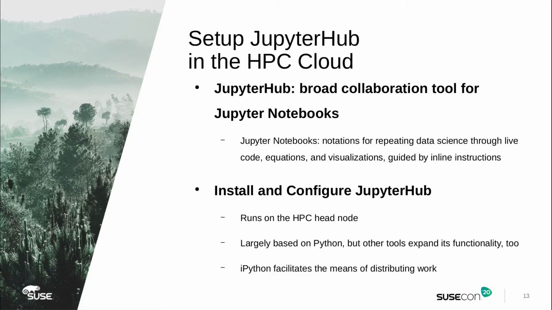So in this section of the demo, we're going to install and configure Jupyter Hub. The Jupyter Hub software is going to run on the HPC head node in our cluster. Jupyter Hub is based almost entirely on Python, but there are other pluggable modular aspects of it that could exploit capabilities from other languages as well. And one of the key features that is used within Jupyter Hub to make all this possible in a parallel, distributed environment is IPython, and more specifically, a small piece of IPython that's known as IPy parallel. And that will allow us to distribute this work that is defined and described within a Jupyter notebook.